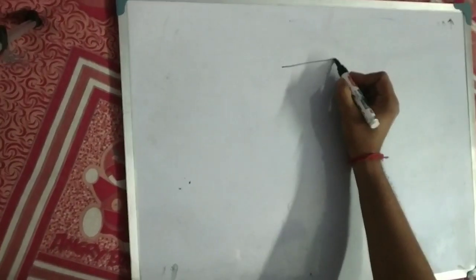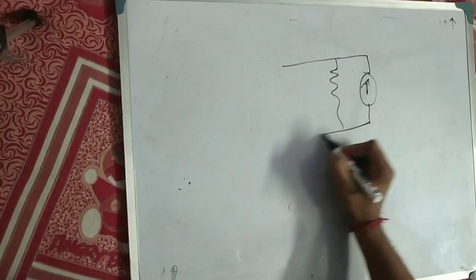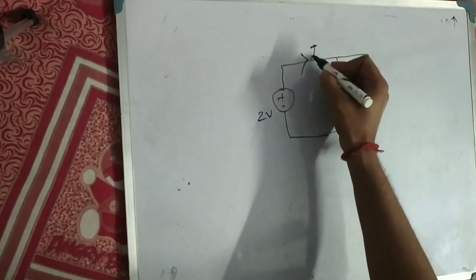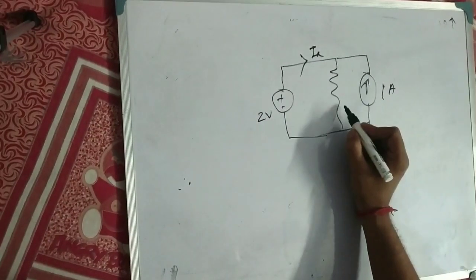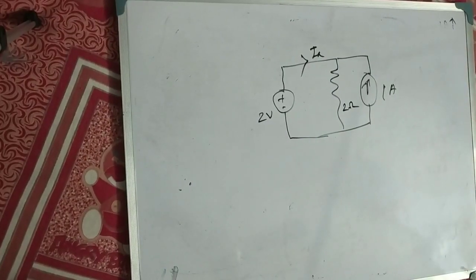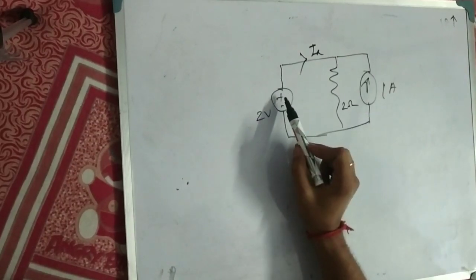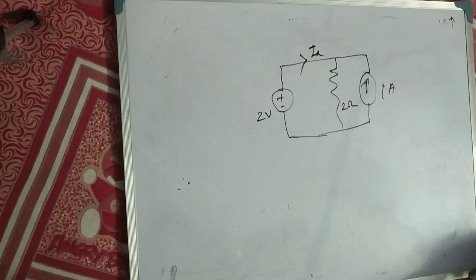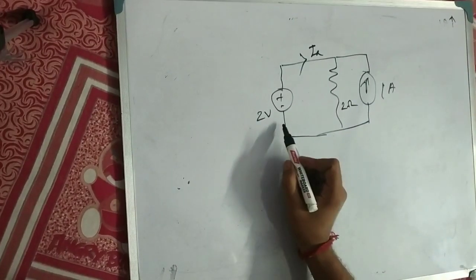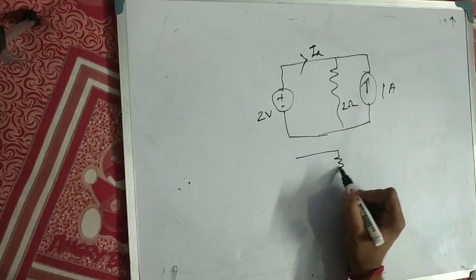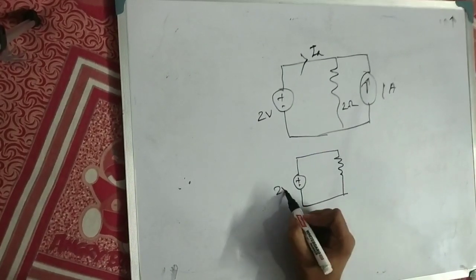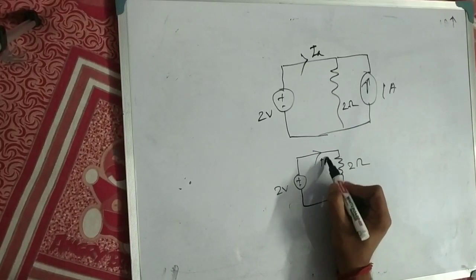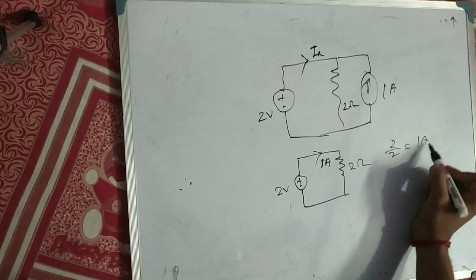Again, a very simple problem. 2 volt, IA, 1 ampere, 2 ohm. We have to find the current IA, meaning the current supplied by the voltage source. So how do we find that? Let's apply the superposition theorem. At first what do we do? The 2 volt source is in the circuit, so the current source will be open circuited. Now the circuit will be like that: 2 volt, 2 ohm. So how much current flows? 2 by 2 means 1 ampere. So the current direction, 2 by 2, 1 ampere, is this direction.